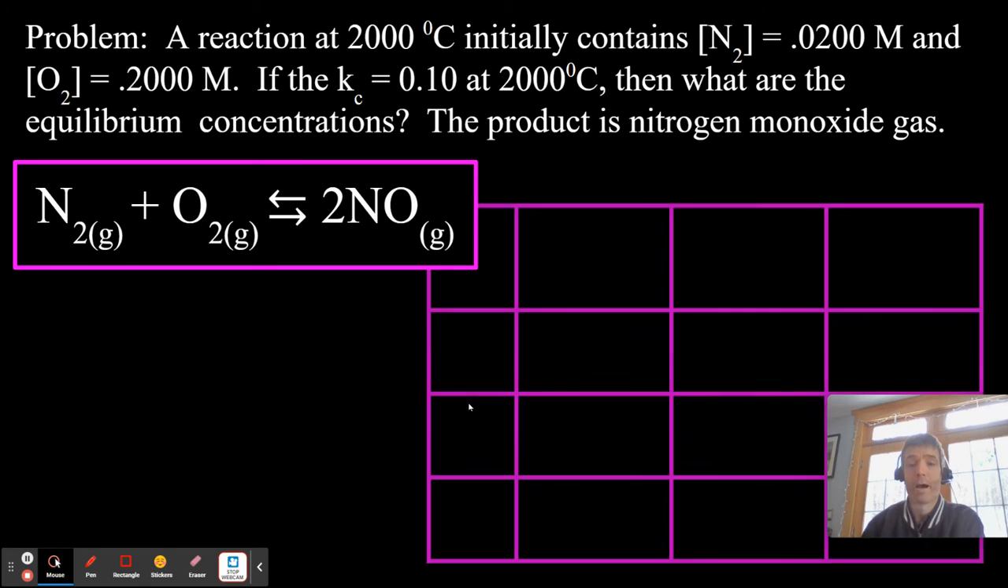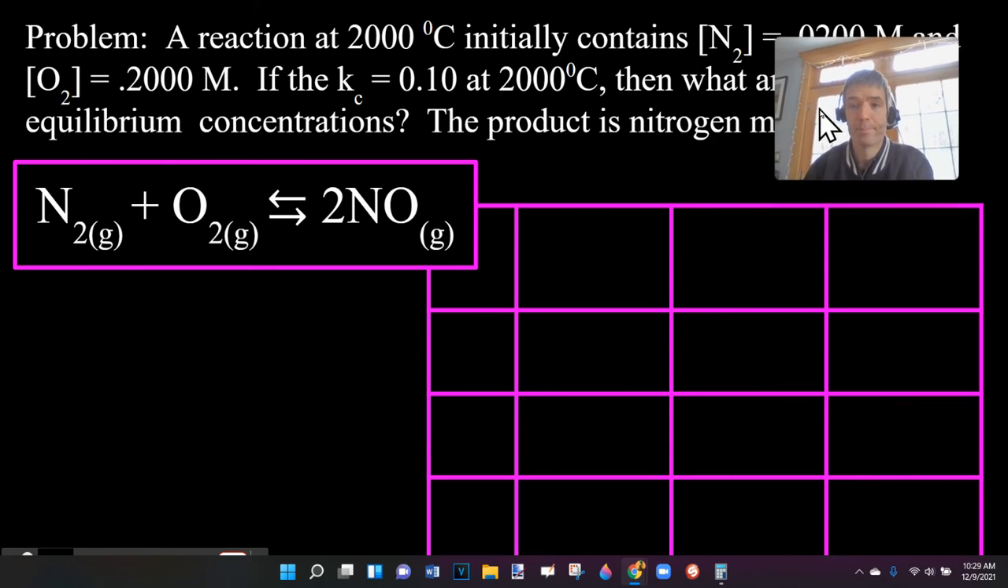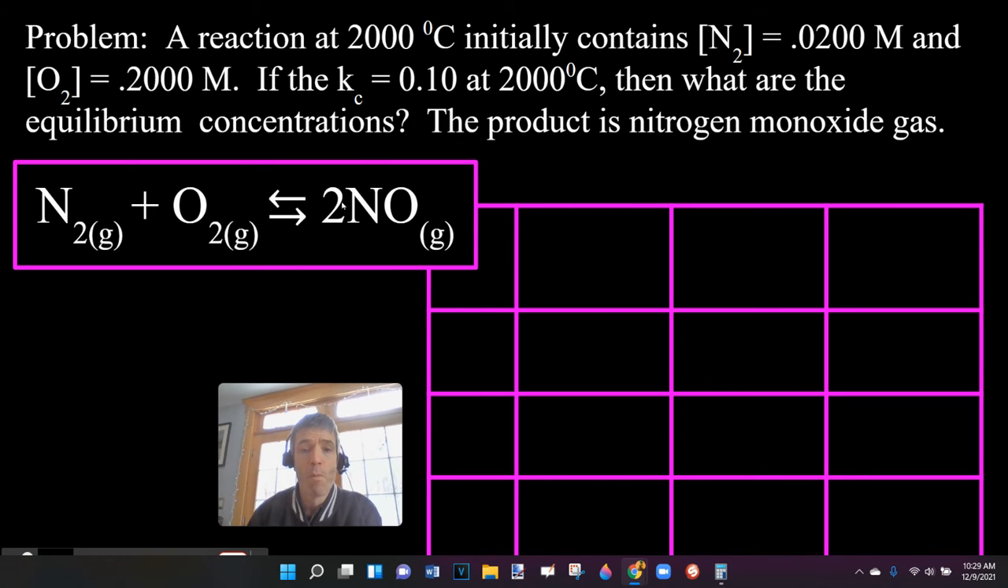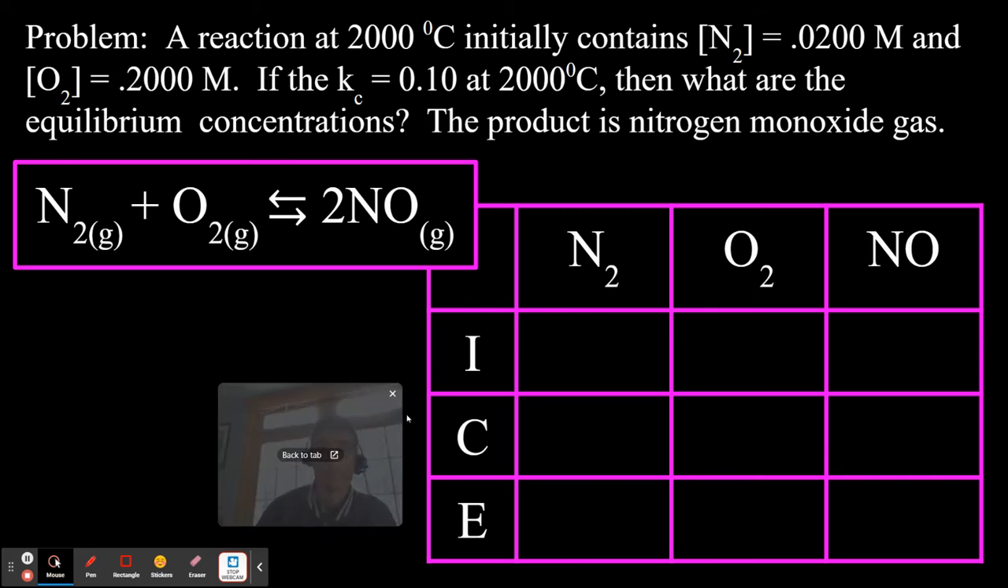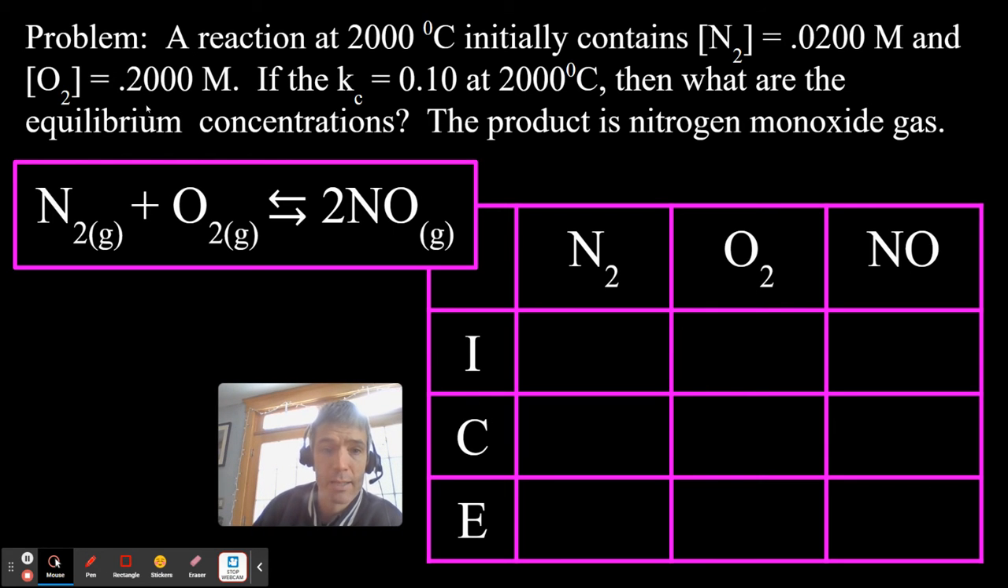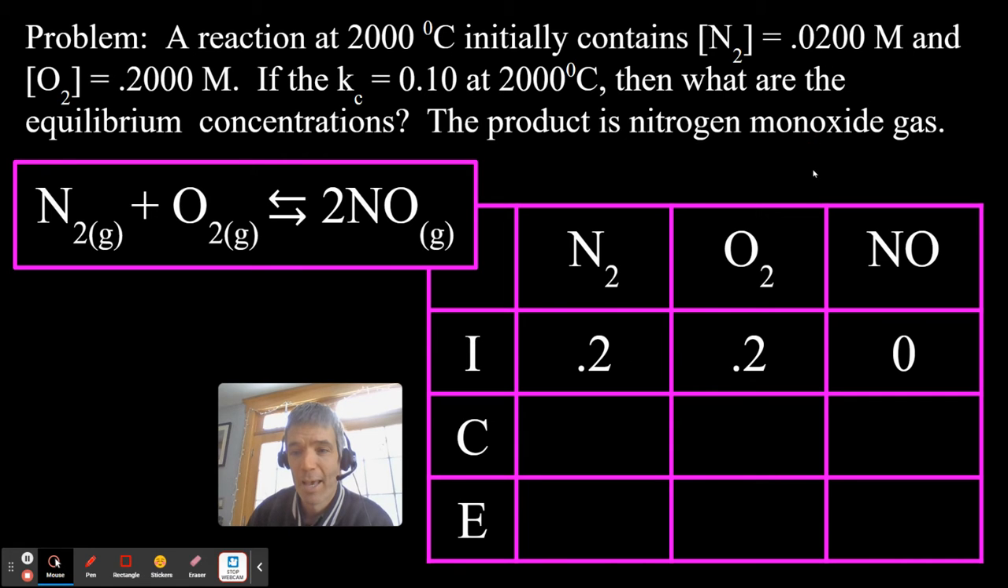All right. Now I'm going to set up my ICE table. Well, N2 is going to go there, O2 is going to go here, and NO is going to go over there. You don't put any coefficients with them. Now I put my ICE down here, and I read the problem. I see I start with both 0.2 molar. I don't start with any of the product.